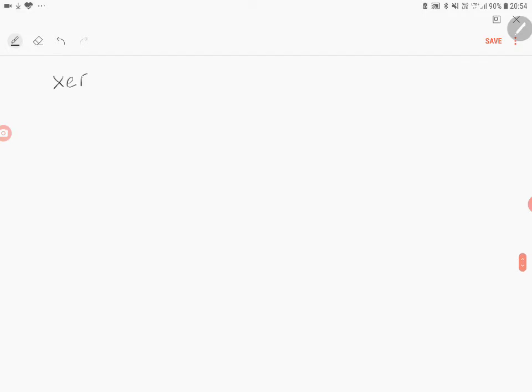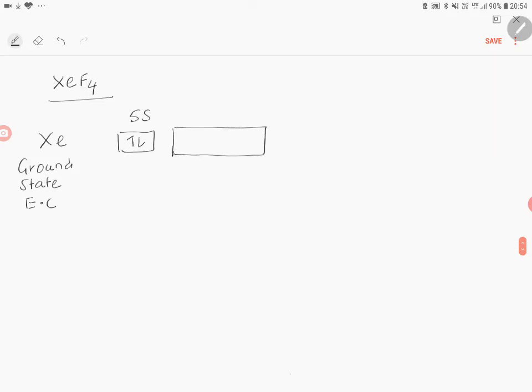Xenon tetrafluoride. So the xenon ground state electronic configuration, 5s. In the ground state, vacant d orbitals will be available. All of you know this. We've been discussing it for quite a long time.